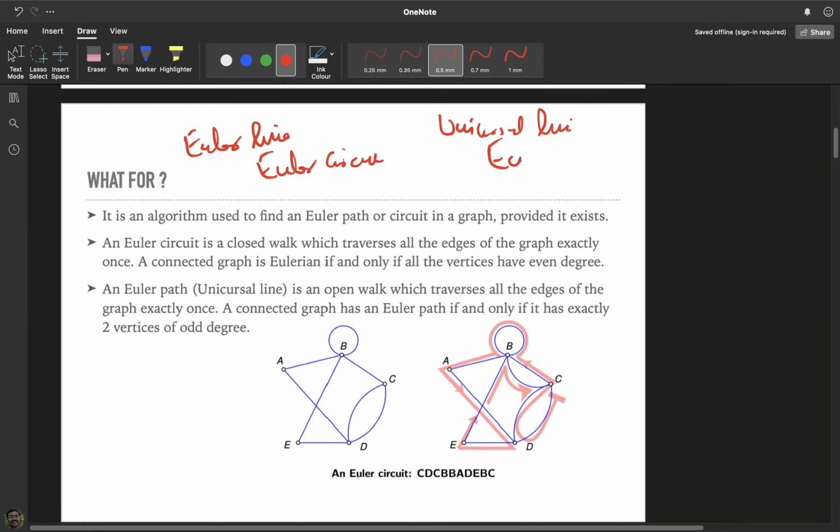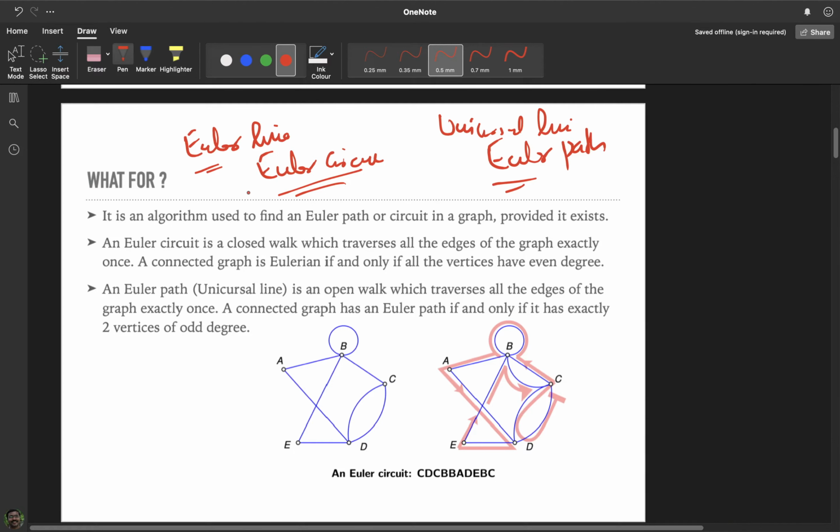I know that you have studied path and circuit with different terminologies, but just remember that for our purpose, an Euler circuit is a closed walk which contains all the edges of the graph exactly once, and an Euler path is an open walk which contains all the edges of the graph exactly once.